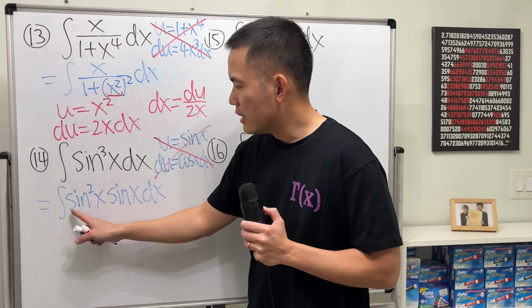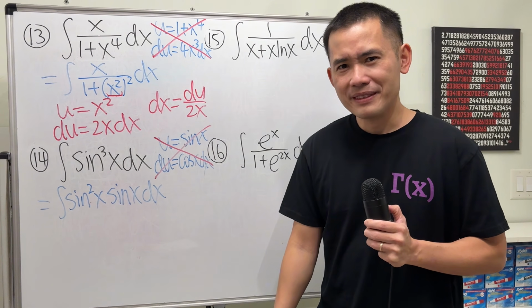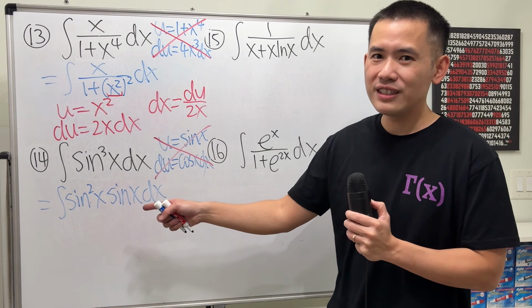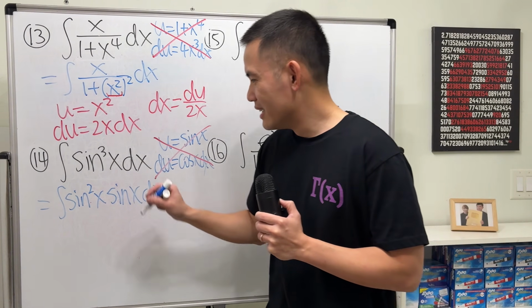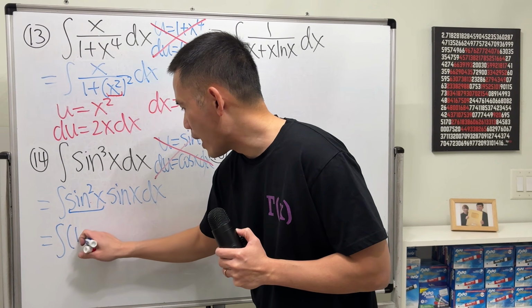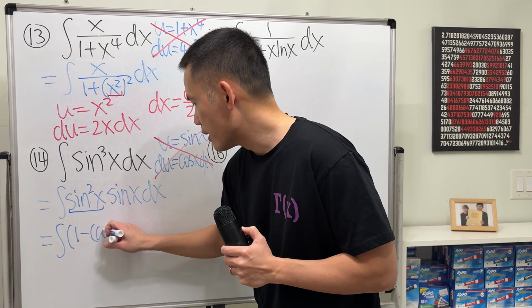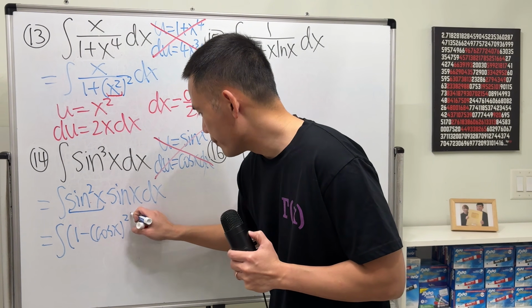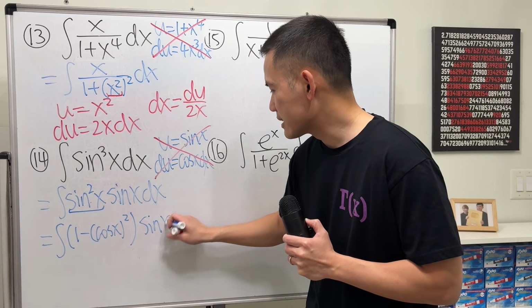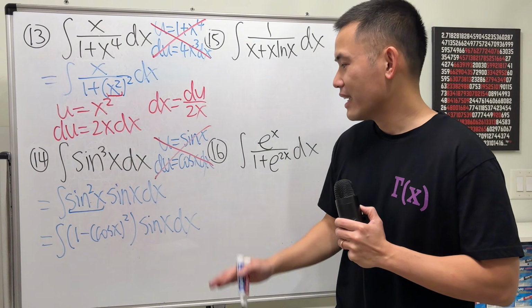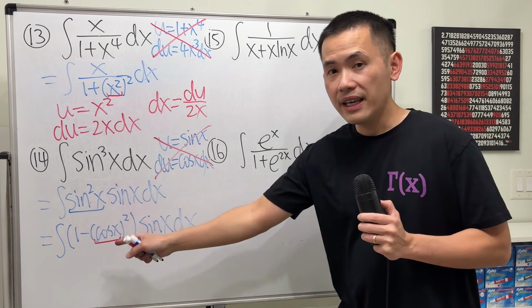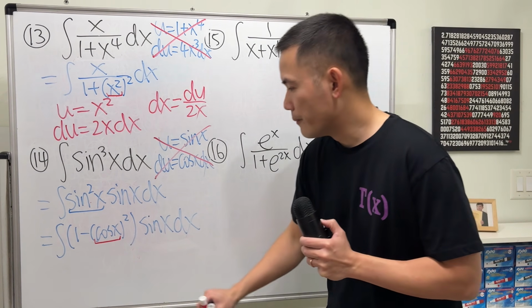The key right here is sine square x. That should be familiar. The Pythagorean identity, we can change that to 1 minus cosine square. So that's the key. This right here, rewrite that as 1 minus cosine square. I'm just going to put it down like so. That's this part, and then we have the sine x dx. And then we have that cosine x that we want. Again, it's just cosine x to the first power.